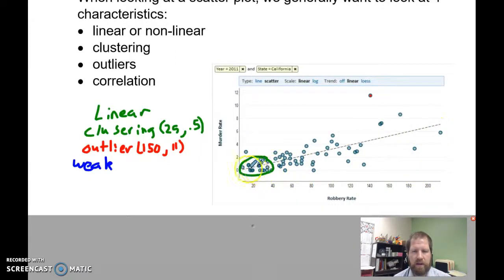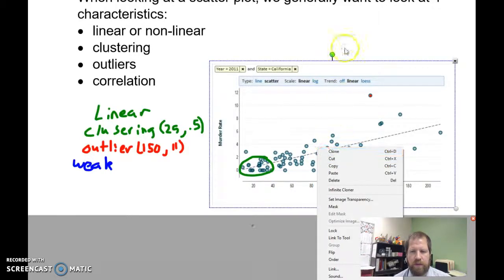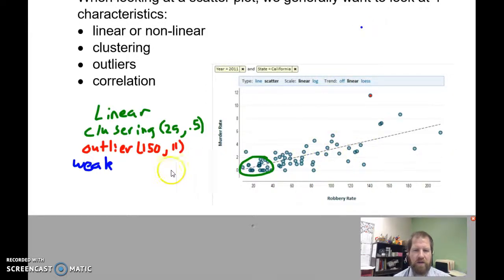It looks like, you know, all these low robbery rate points have really low murder rate, except for maybe that guy. And then we get up to here, and we've got a higher robbery rate, and most of these data points have a higher murder rate. So I'd say we have a weak positive correlation. Okay, and that's what you got to identify when you're looking at a scatter plot.